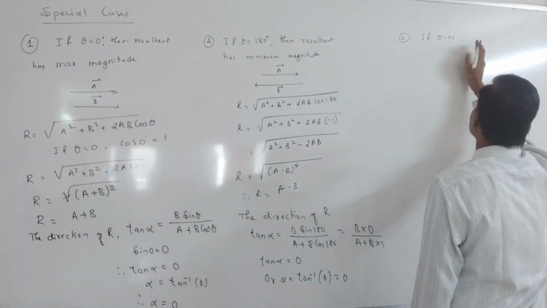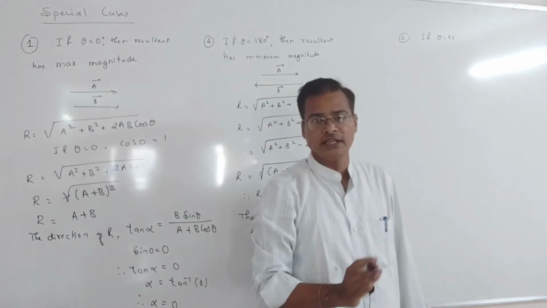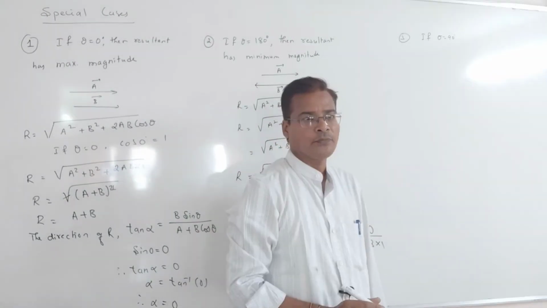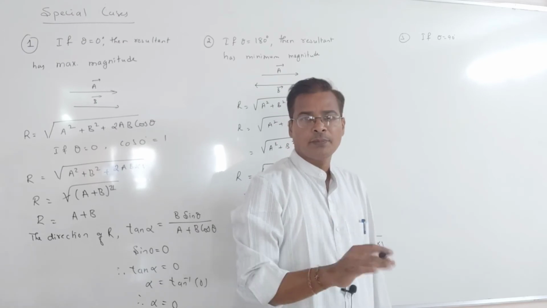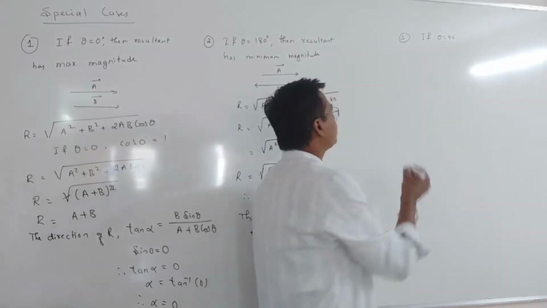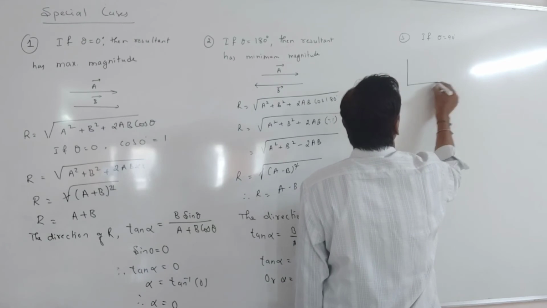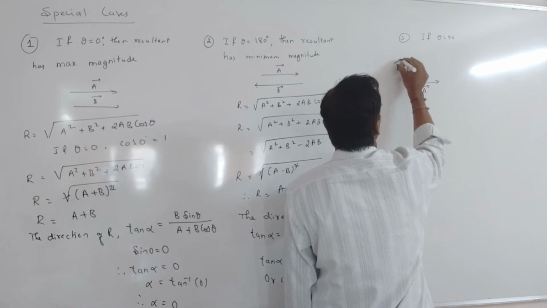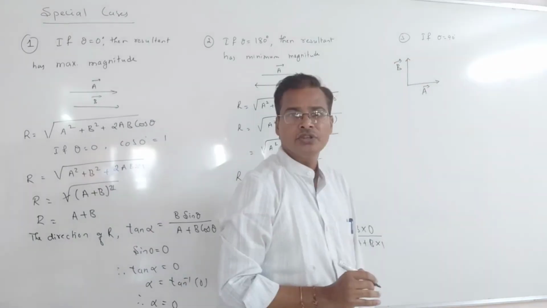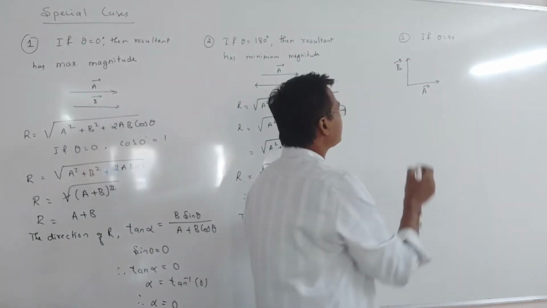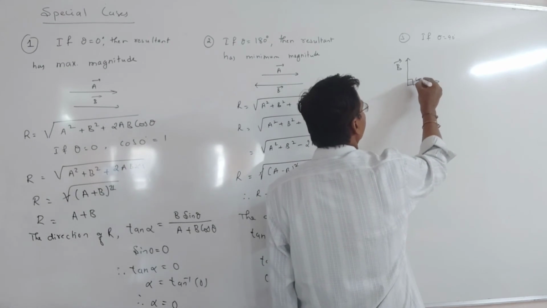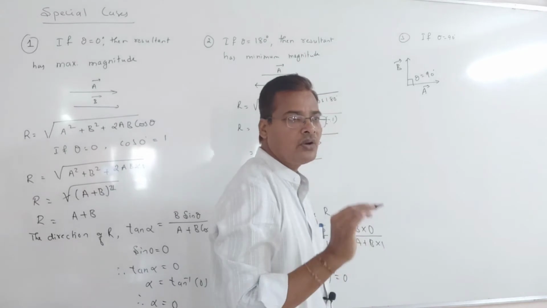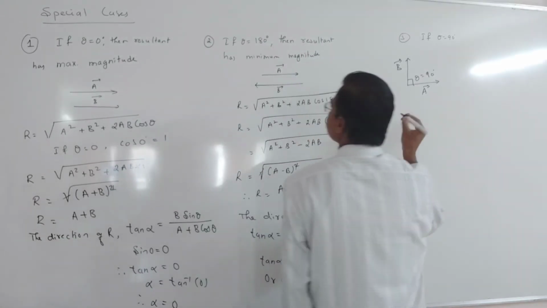Now if theta is 90 degree, it means both the vectors are perpendicular to one another. Two vectors are perpendicular. What does perpendicular mean? So this is the a vector and b vector. The angle made is theta equal to 90 degree. Theta equal to what we are getting now? 90 degree.